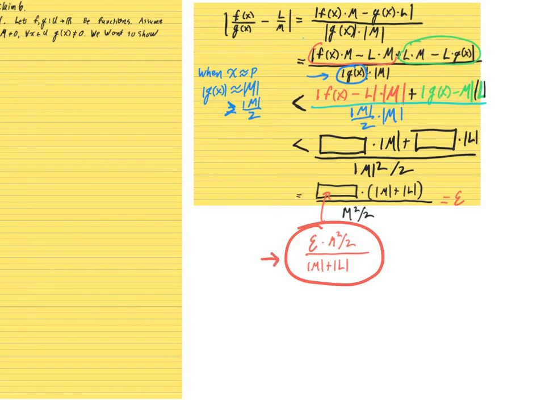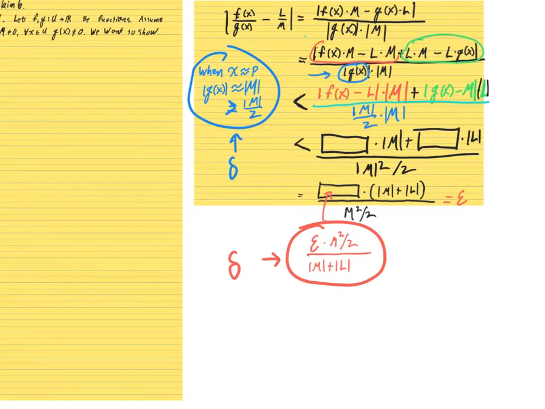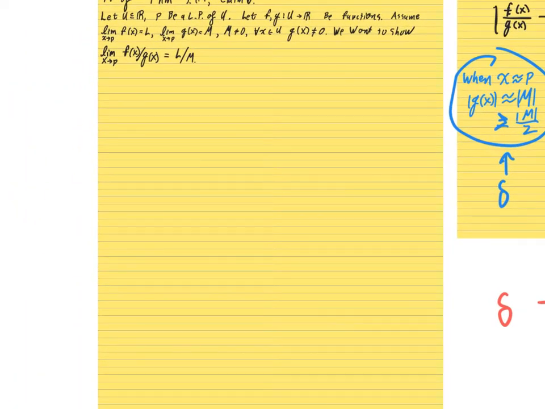This thing right here will get me a choice of delta. This blue bit right here will also give me a delta that I'll need to use. So there are two different choices of delta. When you see two different choices of delta, you should take the min. But let's go through those motions.